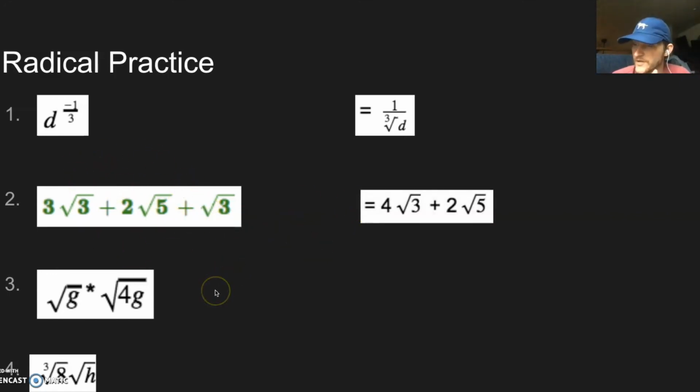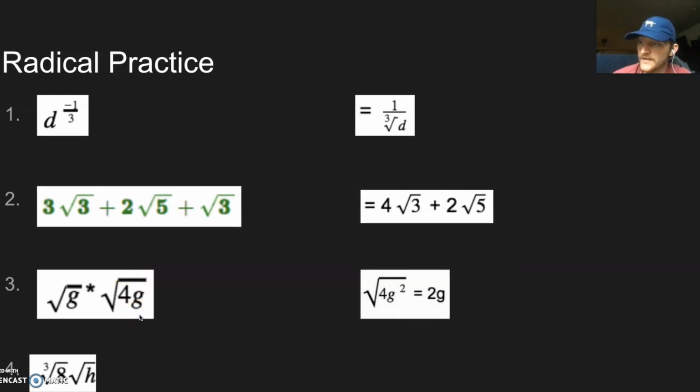All right, now for our next one, we've got the multiplication property that we can apply here. So we've got the square root of g times the square root of 4g, and so we can just multiply what's inside and then try to take the root. So we've got the square root of 4g squared. We can take the square root of 4, and we can take the square root of g squared, giving us 2g.